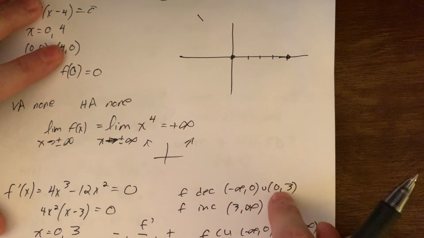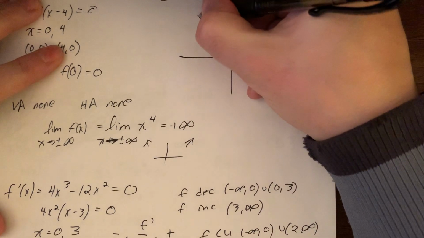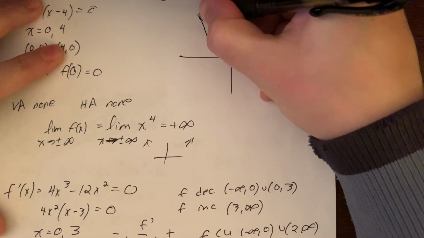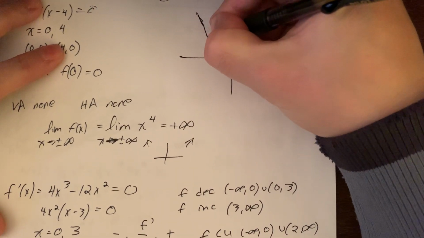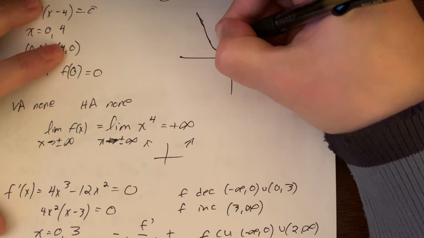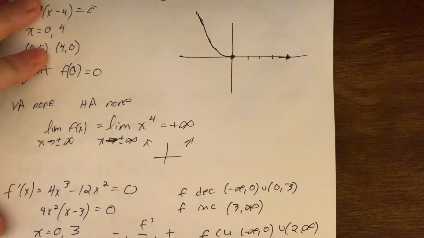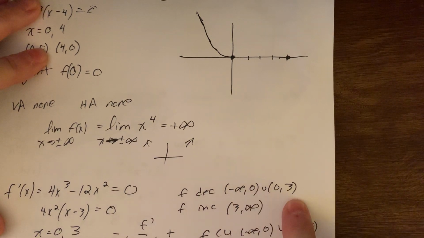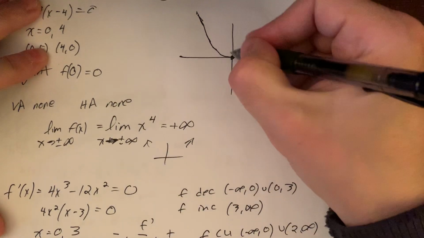But at 0, we stopped and flattened off. So I'm going down, right? I started up here, I'm going down, but as I come to 0, my derivative was 0 there, so I do flatten off, but then I continue to go down until I get to x is 3.